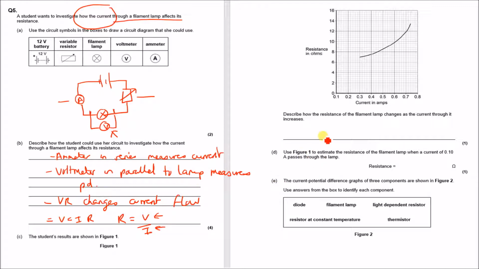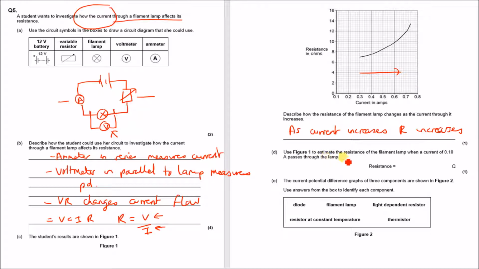Okay, so the student's results are shown in figure 1. You can see here that the current in amps is changing, and that's affected the resistance in ohms. It says describe how the resistance of the filament lamp changes as the current through it increases. So clearly, as the current is increasing, the resistance is also increasing. So as current increases, resistance increases as well.